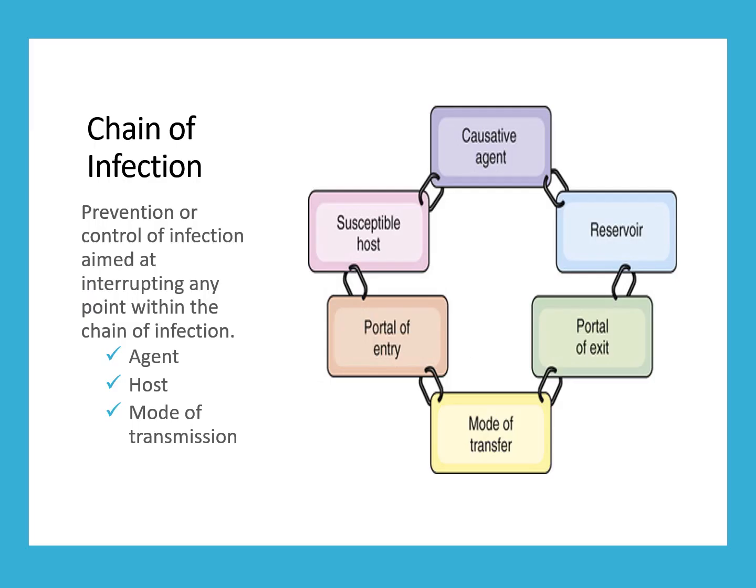For an infectious disease to be spread from person to person, we know that there have to be specific conditions. We know that infection occurs through a cycle, like links in a chain. So the best way to prevent or control infection is interrupting the chain of infection.